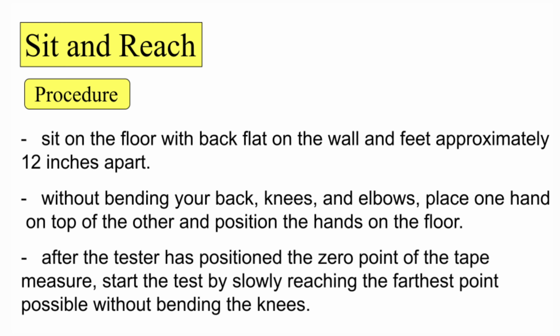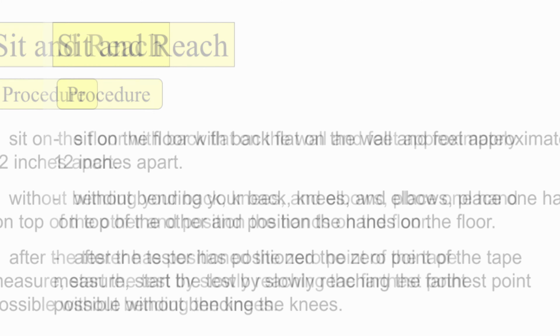How to do sit and reach? First, sit on the floor with back flat on the wall and feet approximately 12 inches apart. Second, without bending your back, knees, and elbows, place one hand on top of the other and position the hands on the floor. Third, after the tester has positioned the 0 point of the tape measure, start the test by slowly reaching the farthest point possible without bending the knees.